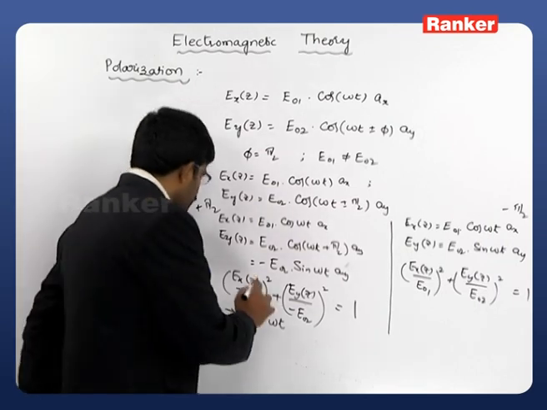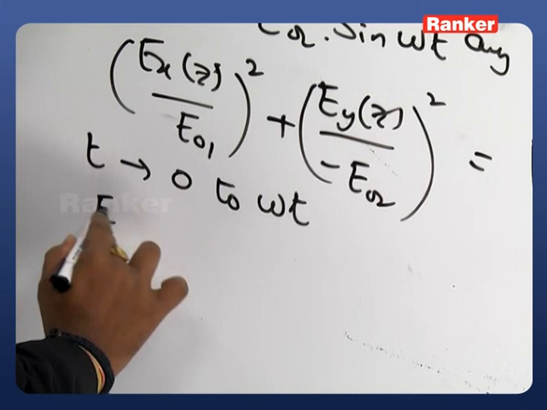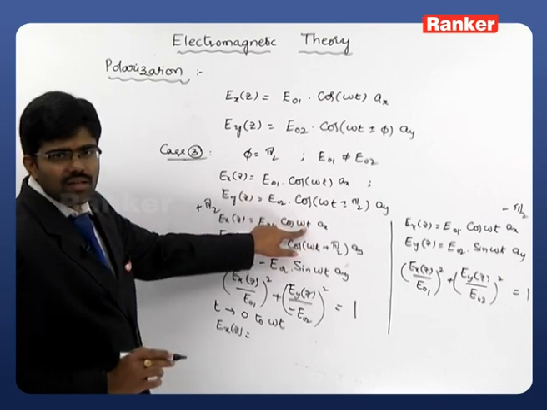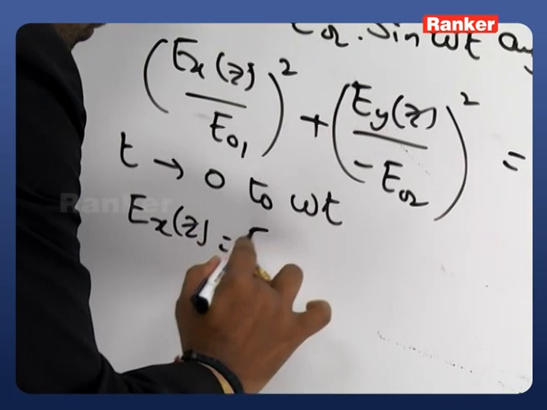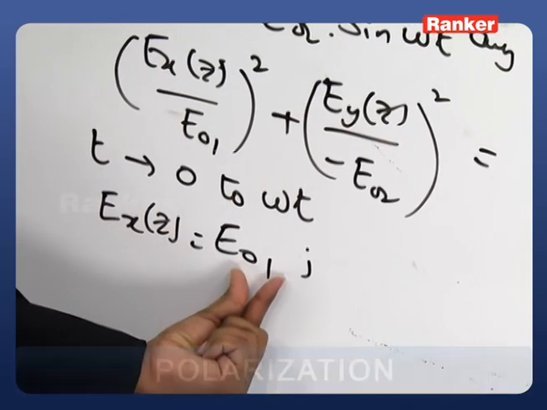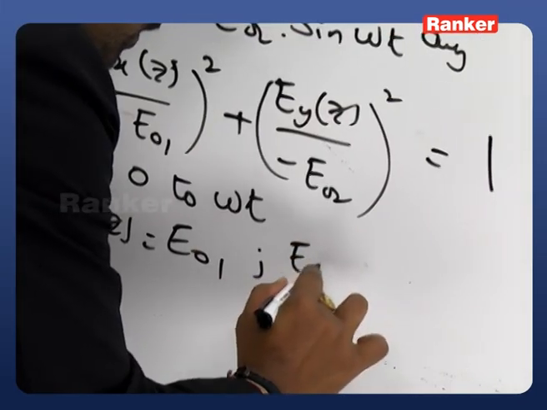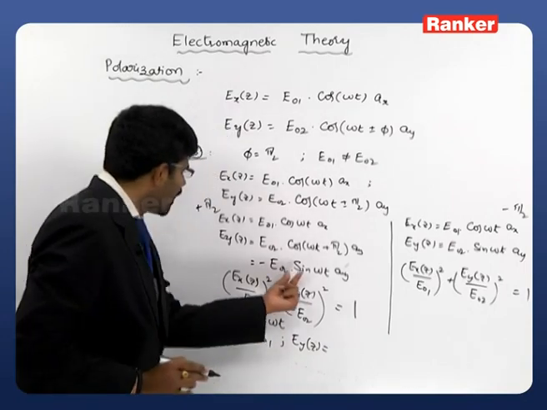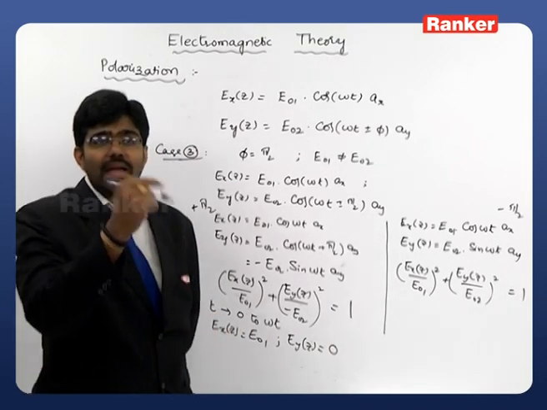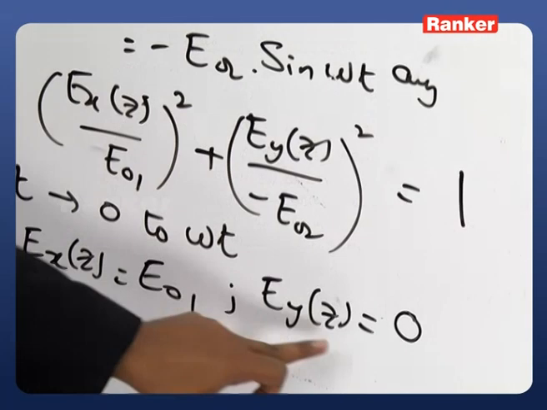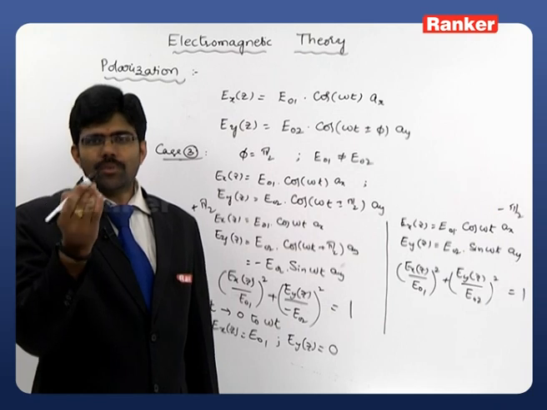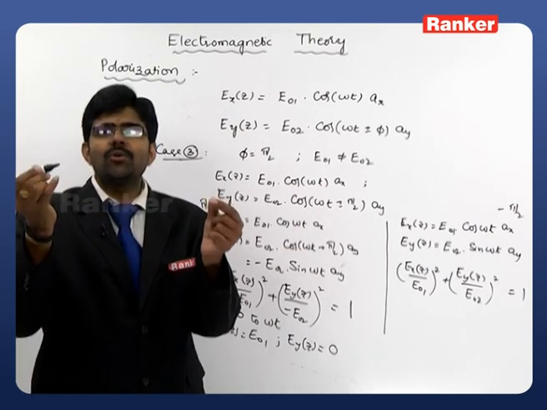So if time t is equal to 0, what is Ex of z? Substitute t equal to 0 here, cos omega t is just 1. So Ex of z is equal to E naught 1. At time t equal to 0, Ex of z is equal to E naught 1, and what is Ey of z? Since we have a sinusoidal term, directly what we get is 0. So clearly observe, initially at time t equal to 0, among these two components only the x component we have, there is no y component. So if you want to represent that as a graph, only on the x axis you have to put a point.